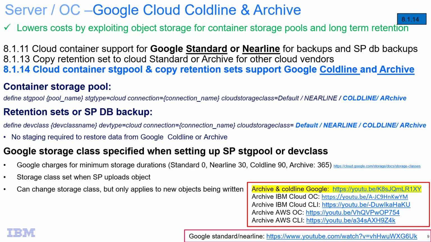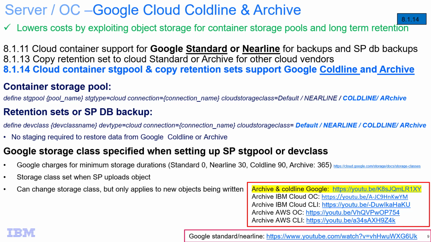The nice thing about the Google Coldline or Archive is it does not require the staging of those retention sets from the Google Coldline or Archive before you can restore them. And that's in contrast to some of the other cloud providers who do require you to first stage the restores from those Coldline or Archive classes.